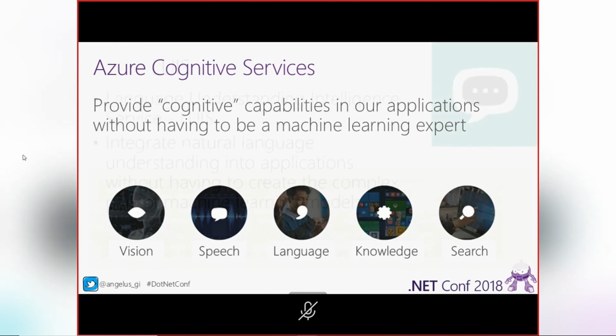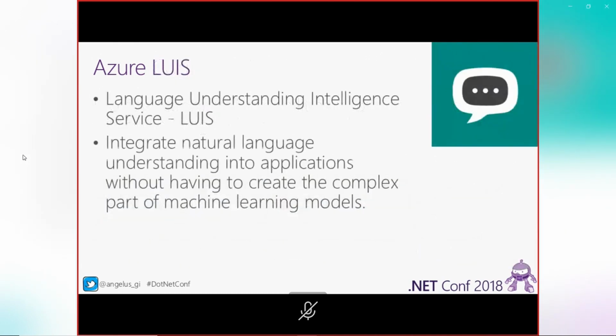Azure LUIS means Language Understanding Intelligent Service, and it can integrate natural language understanding into our solution. As we can see in this demo, we can say, "Hey, switch on this, switch off this," in very different ways that we have not predicted. But how can we create this solution?